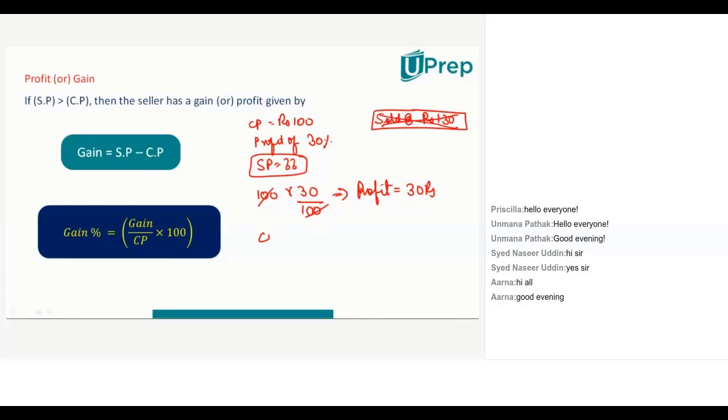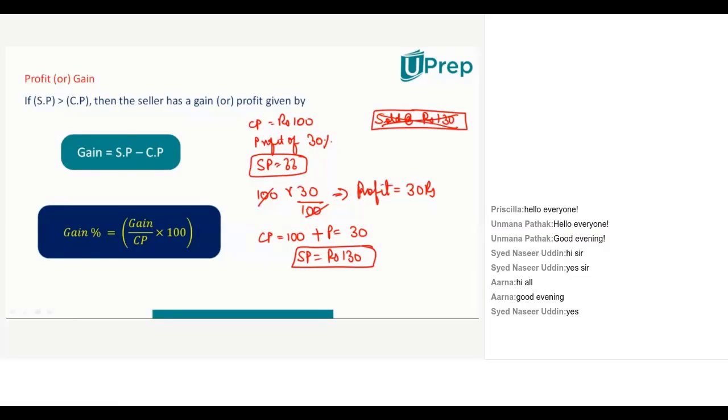Now when I've bought the article or the pen at rupees 100 and I say that my profit that I want to make is 30 rupees. So what is the price I should sell it for? Obviously cost price plus my profit, logically. So I have to sell it for rupees 130. Is this clear?